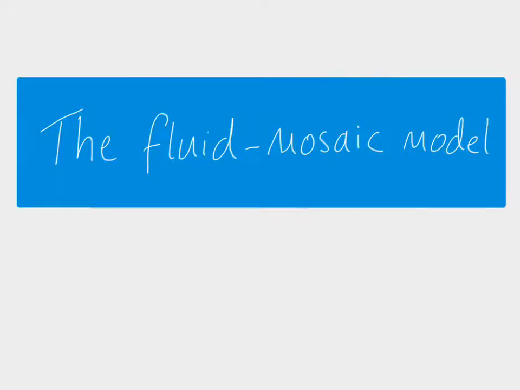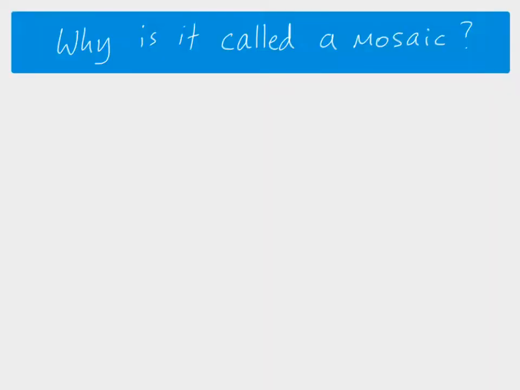Hi everybody, so this video is looking at the fluid mosaic model, and this is a model of the cell membrane, and it's got, as you can see, two parts. So we've got this idea that it's fluid and it's a mosaic, so we need to explain why we use this term when we're describing the model of the cell surface membrane. So first of all, we'll think about why we have the term mosaic.